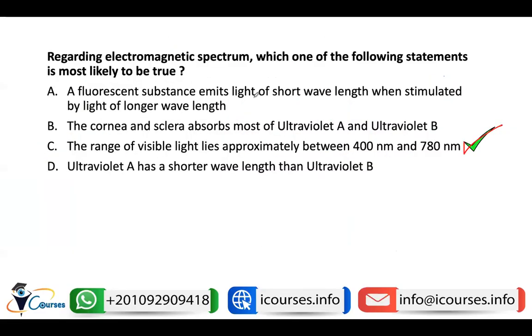A fluorescent substance emits light of longer wavelength when it is stimulated by light of shorter wavelength. Cornea and sclera absorb mostly ultraviolet B and C. The range of visible light is between 400 nanometers and 780 nanometers, that's right. Ultraviolet A has a longer wavelength than ultraviolet B.